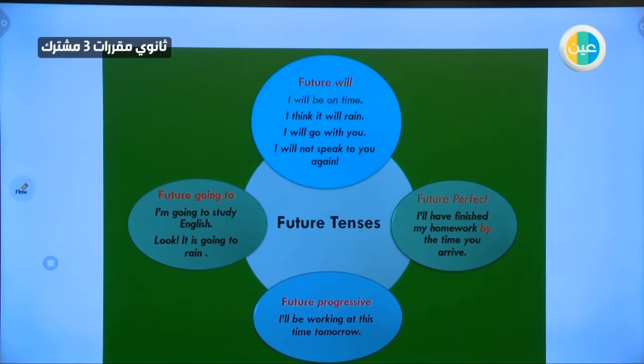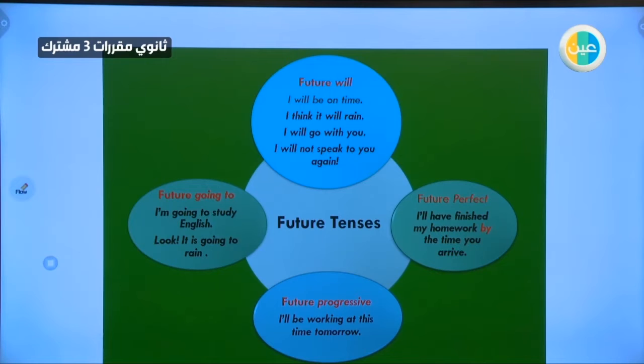So for threat and warning, we are also going to use the future will. This is usually where we use the future will: with promise, with prediction, spontaneous decision, and threat or warning. What about going to? Let's go to going to.